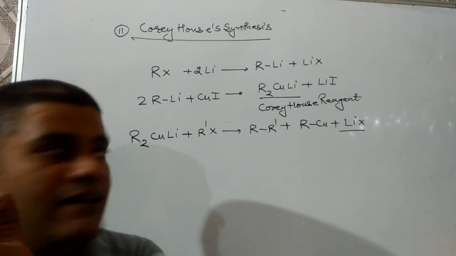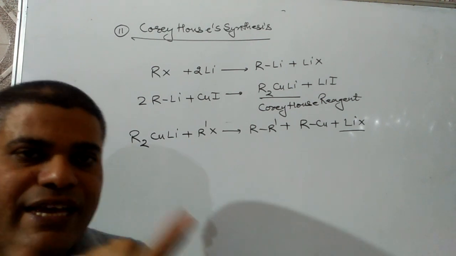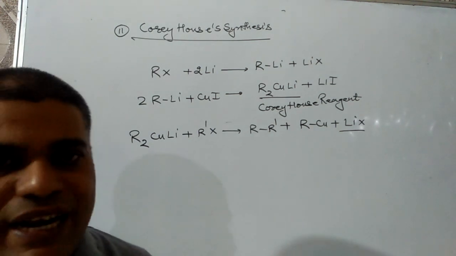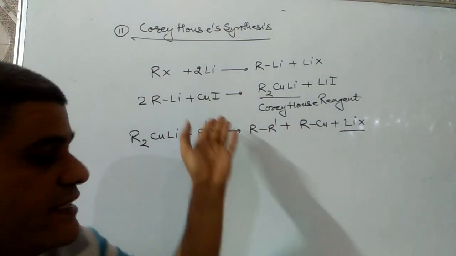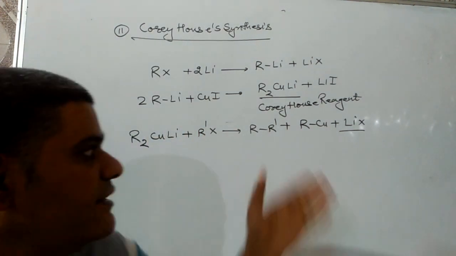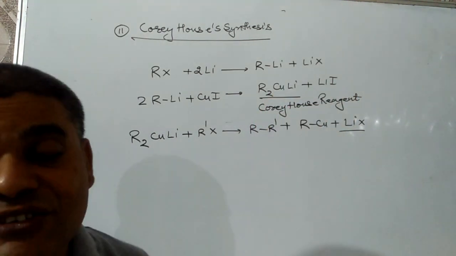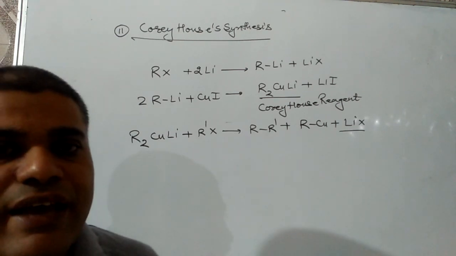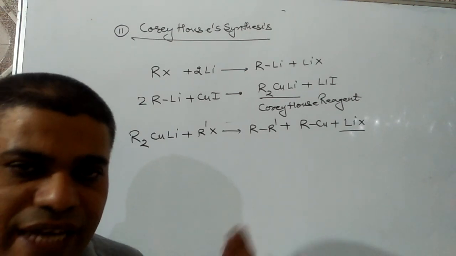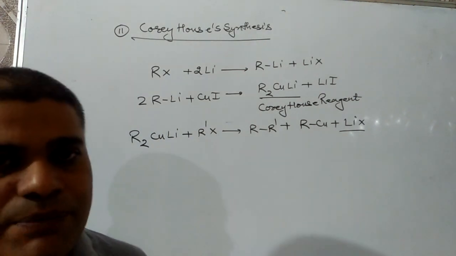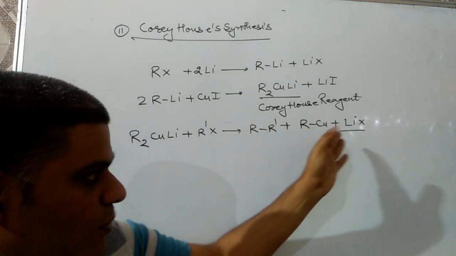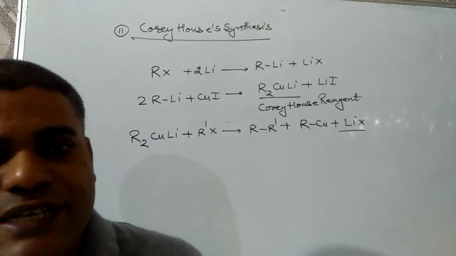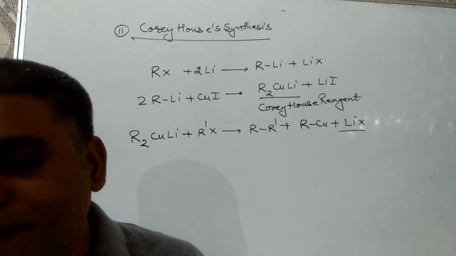I am repeating, the Corey-House synthesis is used for preparation of unsymmetrical alkanes, and this reaction is completed in 3 steps generally. First step is haloalkane reacts with lithium metal to form alkyl lithium, an organometallic compound. Then this alkyl lithium compound reacts with copper iodide to produce dialkyl copper lithium, that is known as Corey-House reagent. And then this Corey-House reagent can react with a haloalkane. Then we will get unsymmetrical alkane as a product plus alkyl copper lithium halide. I hope you understand, this is a very important reaction for the objective exams.